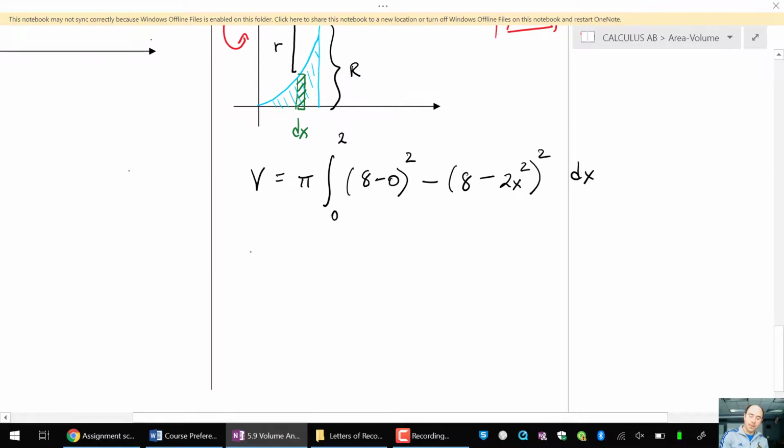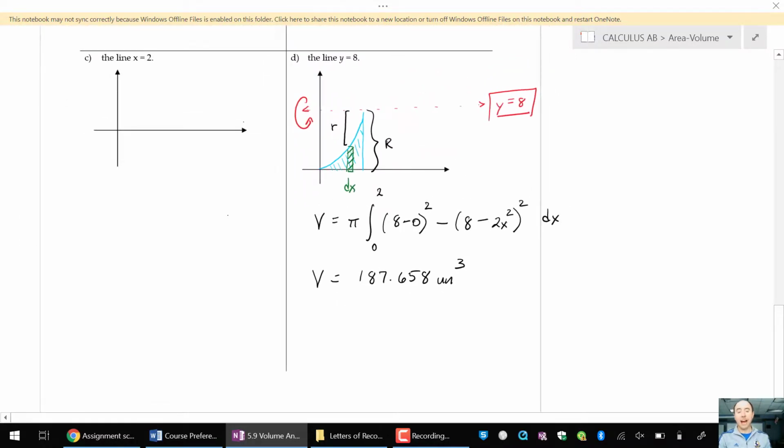Calculator time, type in pi, type in math 9, and then you can compute that integral to find your solution for the volume. And that volume would be 187.658 units cubed.